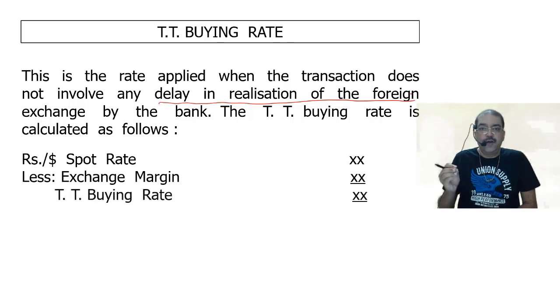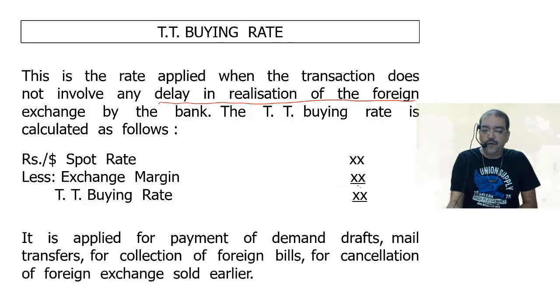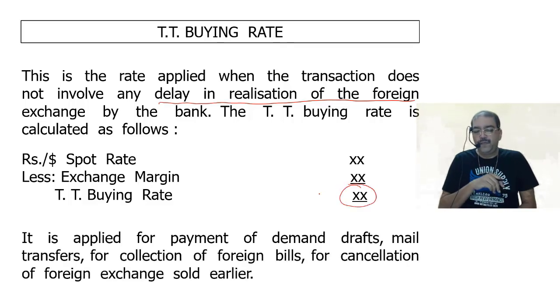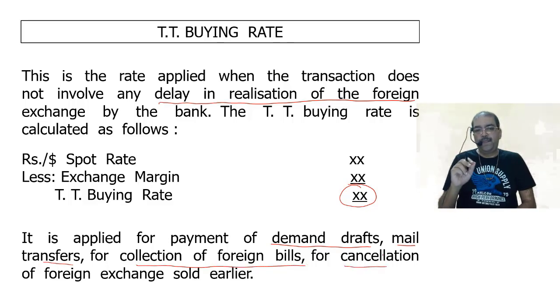Bank will be charging some commission. That commission is called exchange margin. You may call it commission, brokerage, service charges, or exchange margin. We call it exchange margin. That exchange margin has to be deducted. Whatever is coming here is your TT buying rate. It is applied for payment of demand drafts, mail transfers, collection of foreign bills, cancellation of foreign bills, etc.